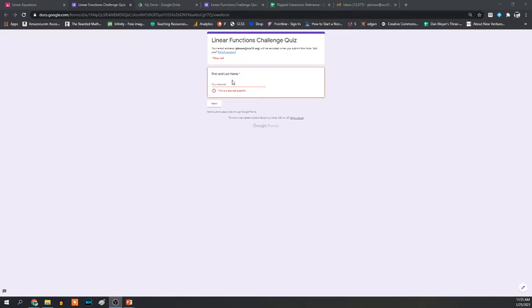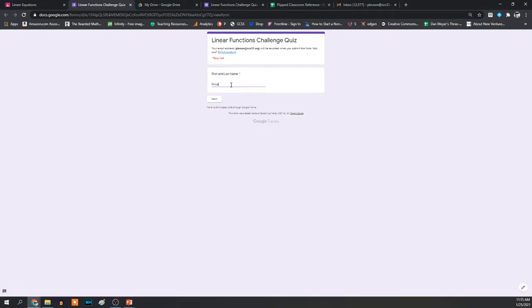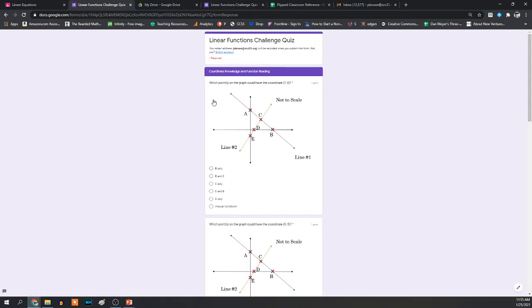Hey, let's do this quiz right here, right? Shall we? This is the one you guys are working on right now, so I want to walk you through it. This is your homework. It says linear functions challenge quiz. Your quiz that's going to be on Wednesday is going to be really similar to this. So let's knock it out.